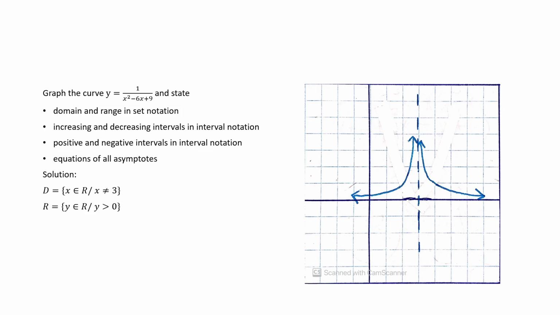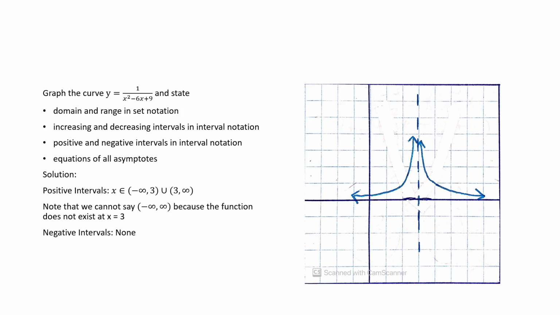Now our domain is the set of all x such that x can't equal 3, because that would make the denominator 0. And our y-coordinate has to be greater than 0, so that gives us our range. Our increasing interval is all x's from negative infinity to 3, and our decreasing interval is all x's from 3 to infinity.